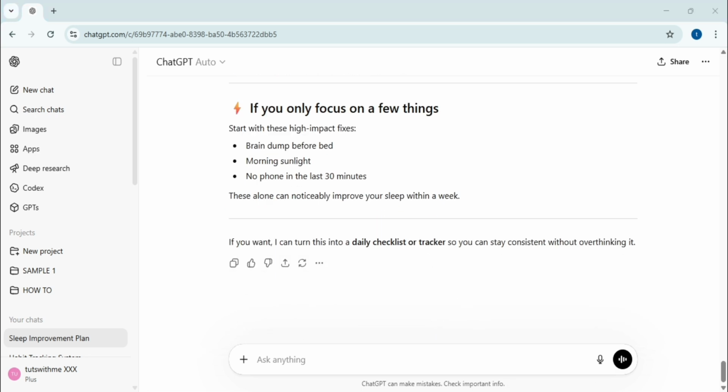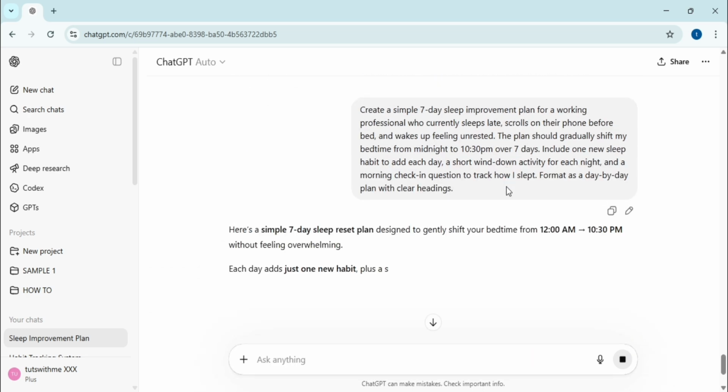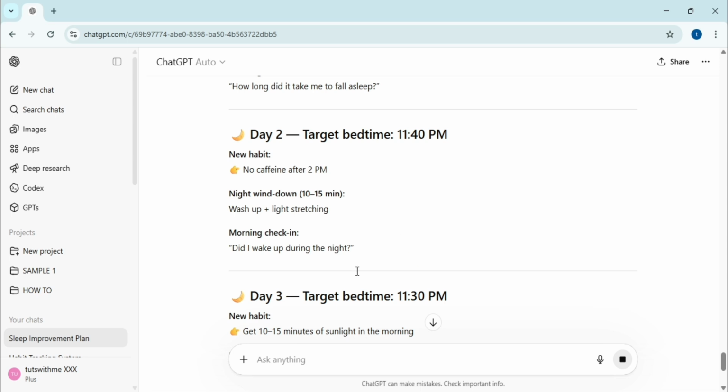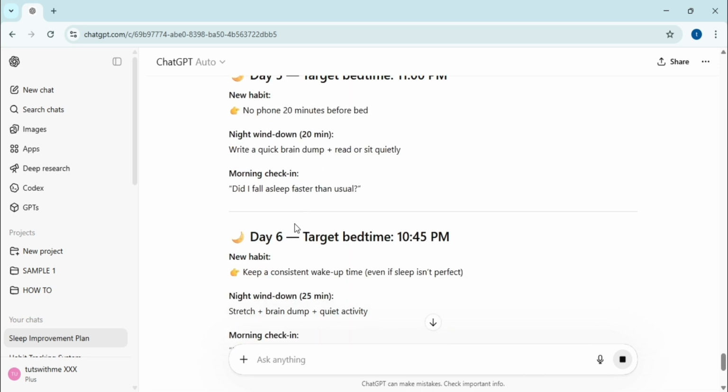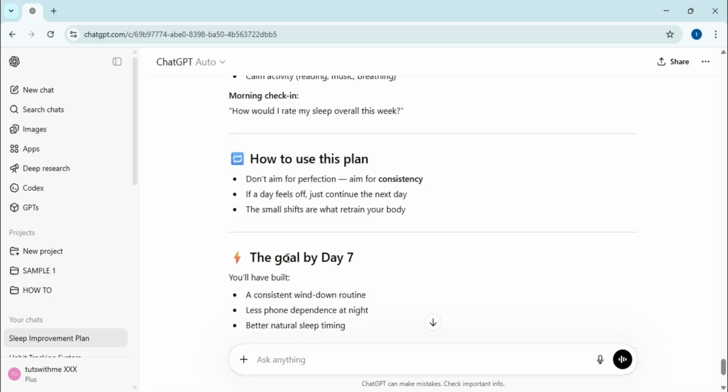Finally, I have ChatGPT create a 7-day reset plan to gradually shift my bedtime earlier each night. This plan adds one manageable new habit each day, like a caffeine cutoff or a short morning walk, to ensure the changes are sustainable. Following this guide builds a consistent system that makes waking up feel much easier by the end of the week.